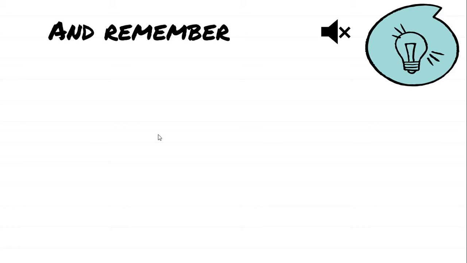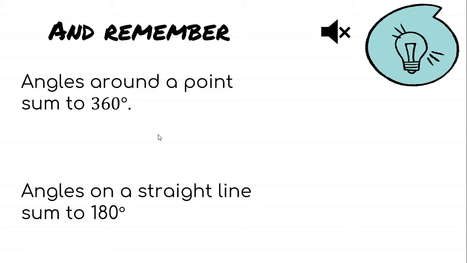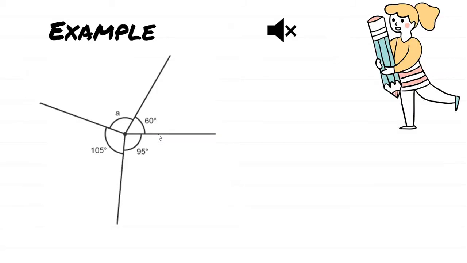A couple of things that you need to know, and this is sort of from before the National 5 course, but you will need to know this. Angles around a point sum to 360 degrees. So that's basically that the angles in a circle, or the angles all the way around, make 360, and angles on a straight line sum to 180 degrees. Okay, I'll do two quick examples just to show you that.